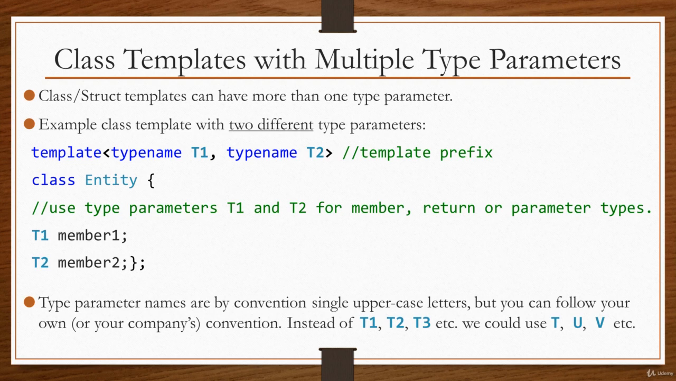As you can see in this example, we have member1 and member2. Member1 is of type T1, and then member2 is of type T2. So just like function templates can have multiple type parameters, our classes can also have multiple type parameters. And as I mentioned in the videos on the function templates, you can follow your own convention on the type parameter names.